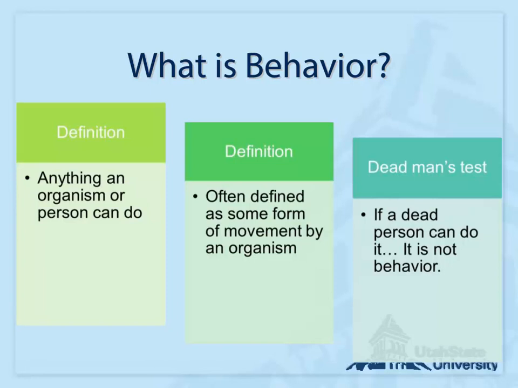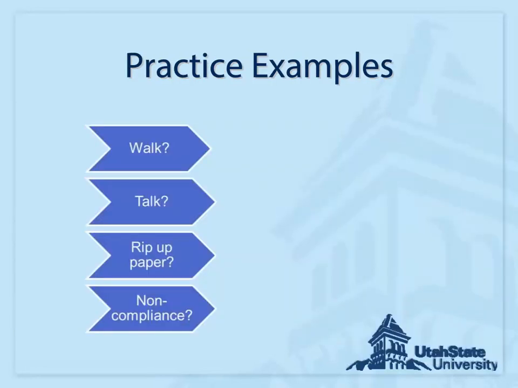To test whether something is or is not a behavior, we can use the dead man's test. To use the dead man's test, simply think of something that might be a behavior and ask yourself, could a dead person do this? If the answer is yes, then it does not pass the dead man's test and is not a behavior. If the answer is no, then it does pass the dead man's test and it is considered a behavior. Let's go over a few examples.